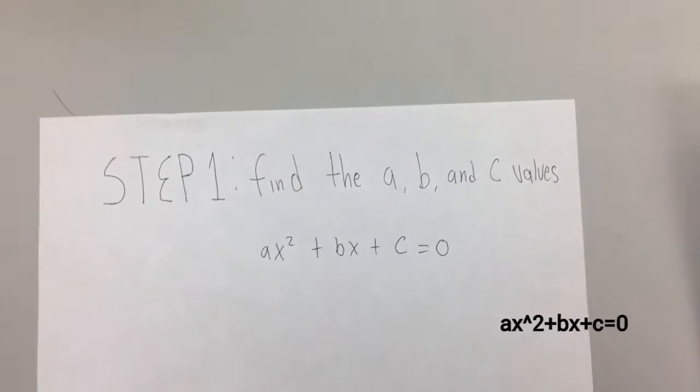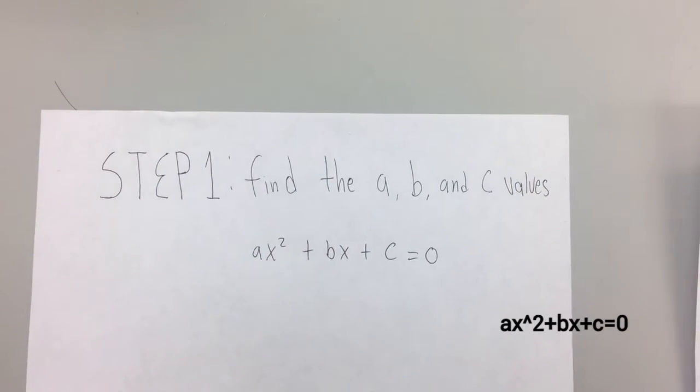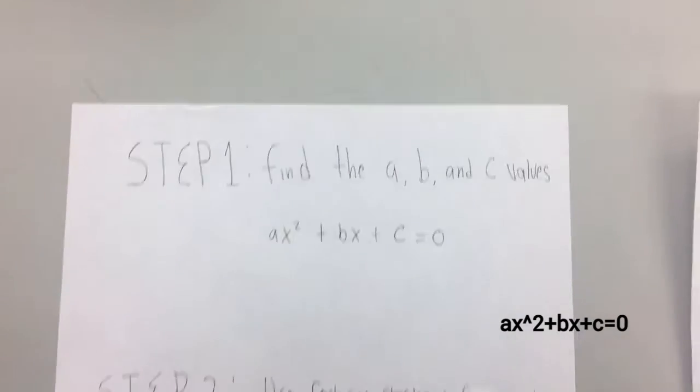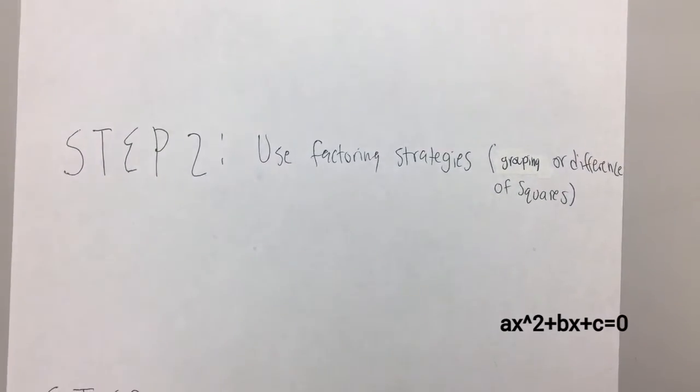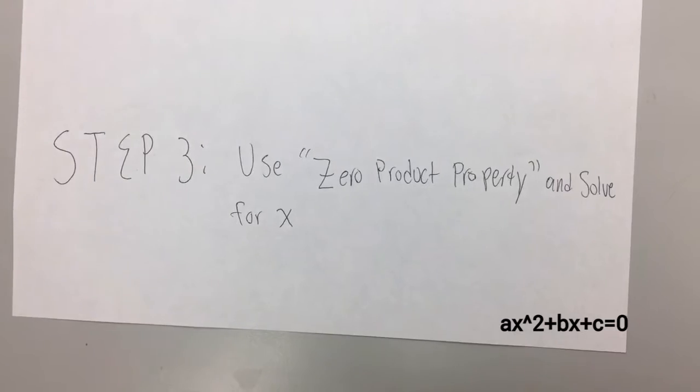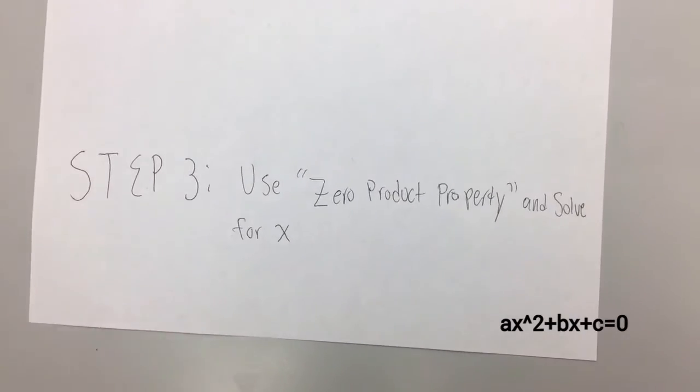Step 1, find the a, b, and c values using ax squared plus bx plus c equals 0. Step 2, use factoring strategies such as grouping or difference of squares. Step 3, use the zero product property and solve for x.